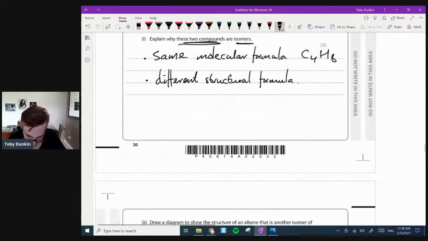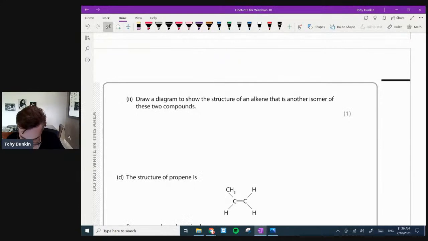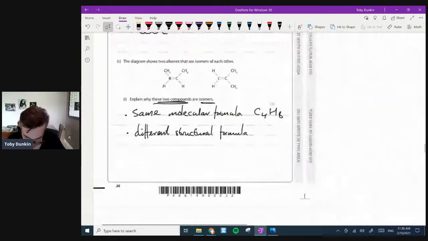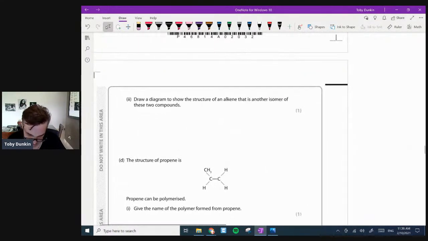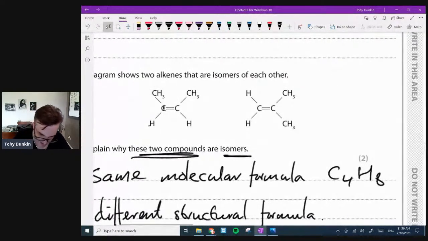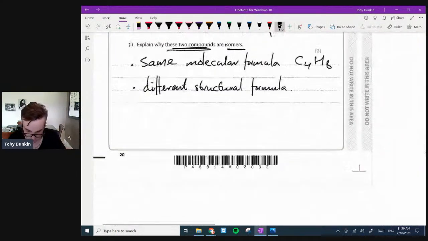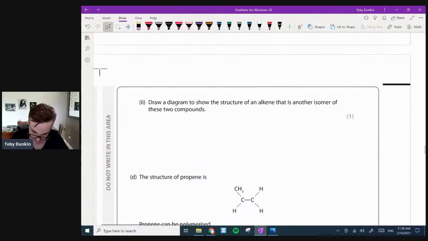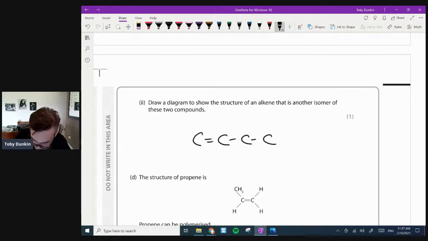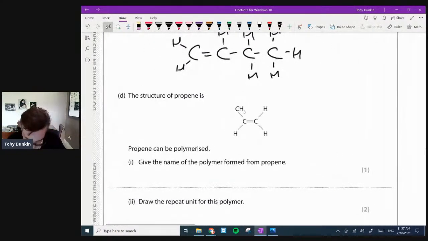Draw a diagram to show the structure of an alkene that is another isomer of these two. Oh, isn't that fun? If we're going to name these, this is but-2-ene, because the double bond is between carbons 2 and 3. This is methylpropene. So I'm going to draw but-1-ene. That's clever, isn't it? That's a fun game. You don't need to draw it the way that they have. Just make sure you count your sticks, please, folks. So easy to add too many. Lots of people fall into that trap. Yeah, but-1-ene.